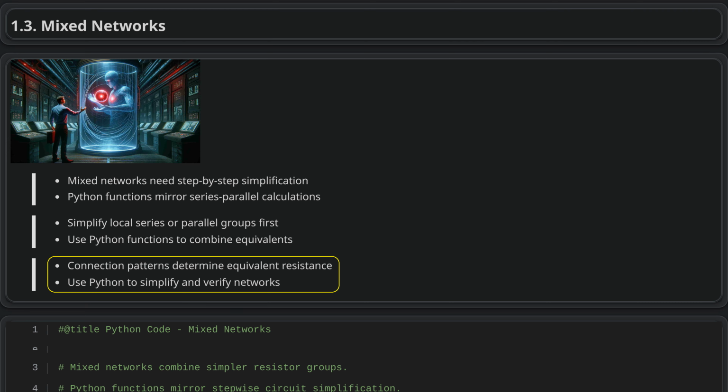In circuit analysis, how components are connected matters as much as their values. The same resistors can produce different equivalent resistances if arranged differently, which affects current draw, battery life, and lab results. Careful analysis, supported by Python functions, helps simplify and check circuits step by step so the final resistance value is reasonable.